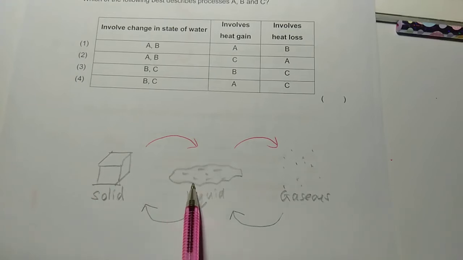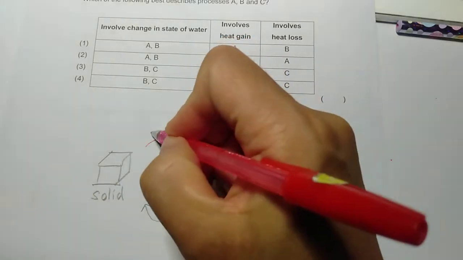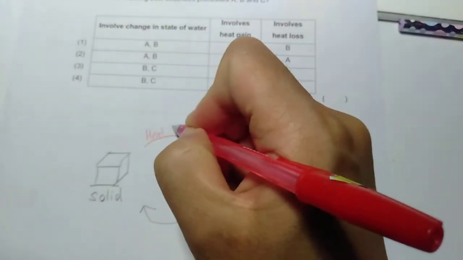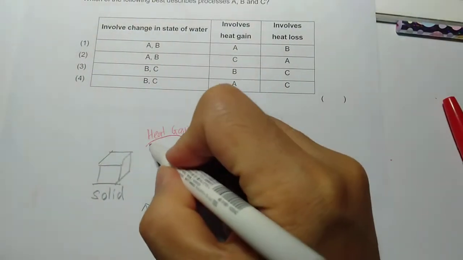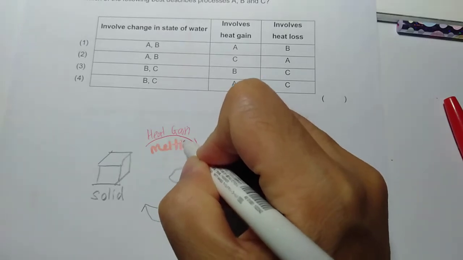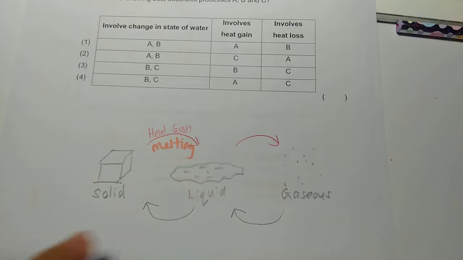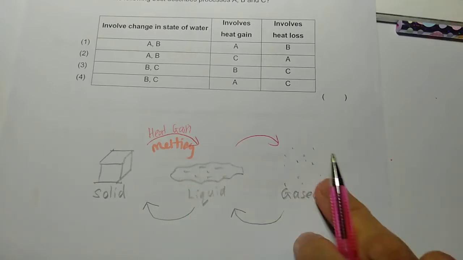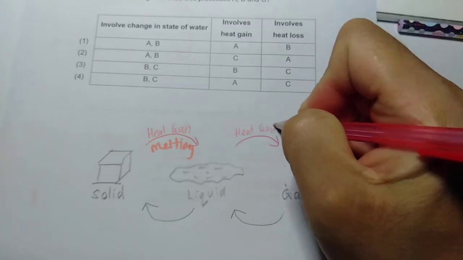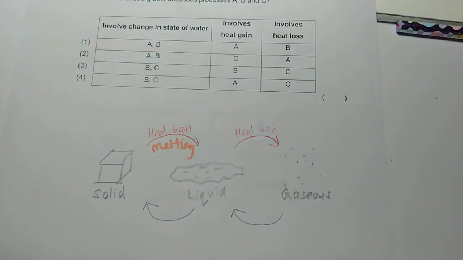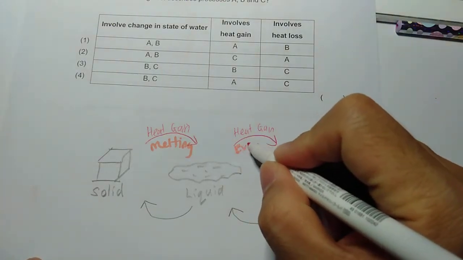How do you change from this to this? We must add heat to this, like put a fire underneath or something. So there will be heat gain, and this process is known as melting. And when all the solid has melted, it becomes a liquid. For liquid to become a gas, it also must gain heat. There must be heat gain. Like on a hot day, so water will evaporate faster. And this process is known as evaporation.